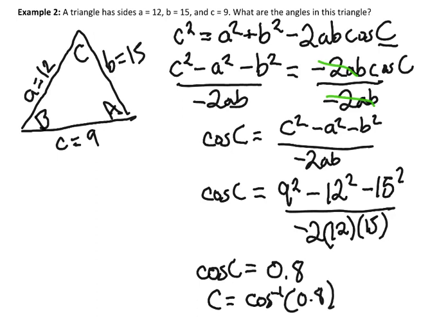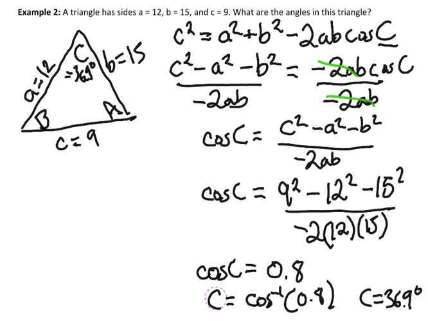And when I do that, I get that angle C is 36.9 degrees. So angle C in here is going to be 36.9 degrees. All right, now how are we going to get all of the other angles?